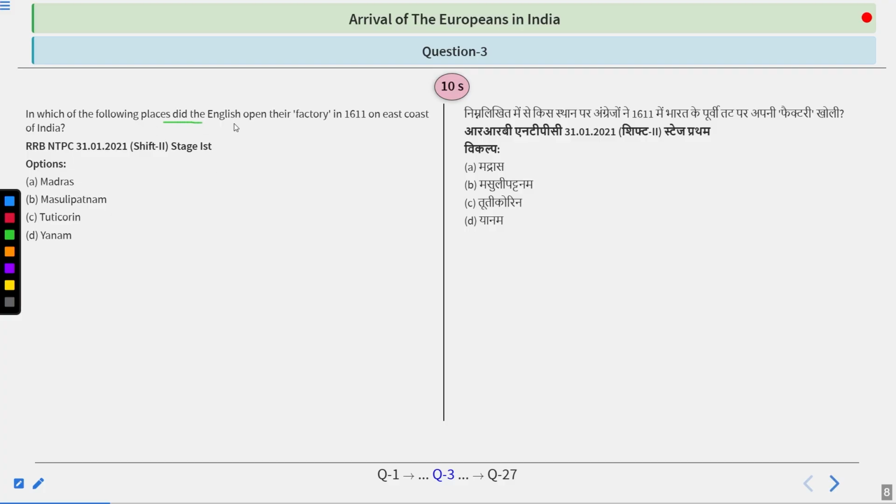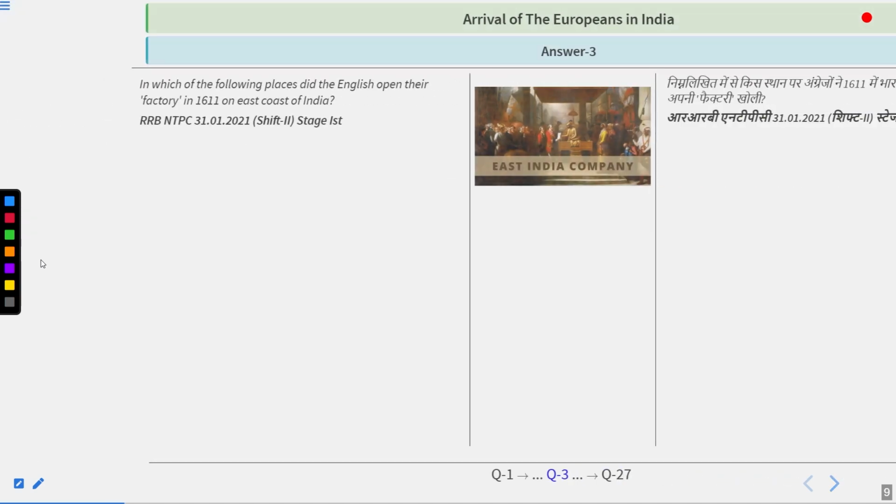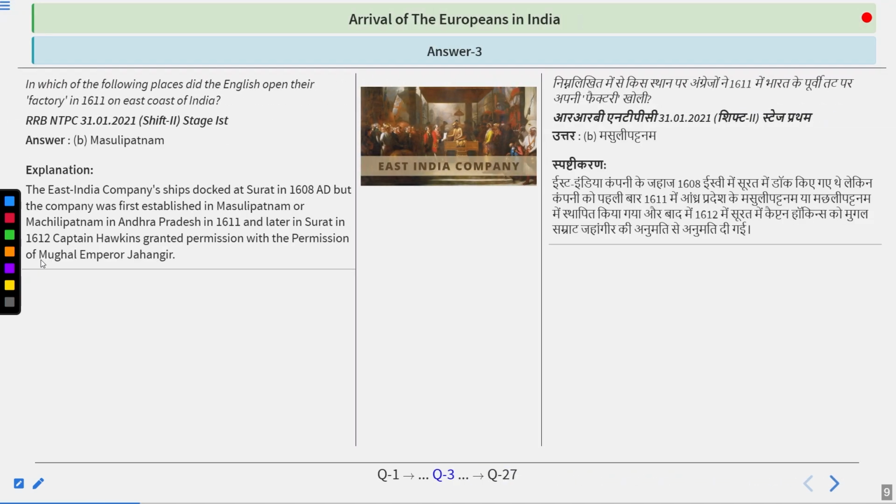In which of the following places did the English open their factory in 1611 on the east coast of India? Madras, Masulipatnam, Tuticorin or Yanam? So take your time and try to find out the answer, guys. And you're right. The answer is Masulipatnam.